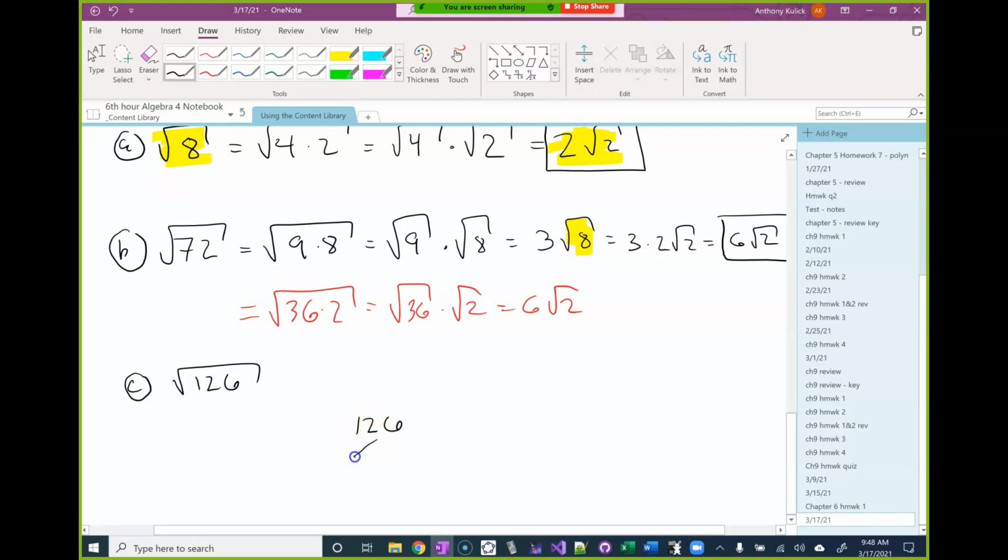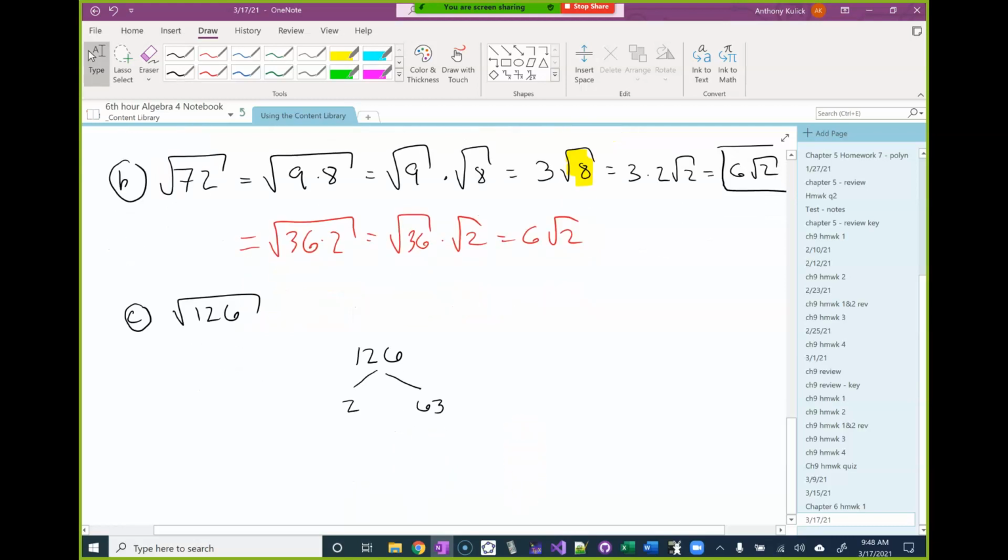So 126, what's any number that we know is going to divide 126? How about 2? Why do I know 2 is going to divide it? Because it's even, right? If I divide this by 2, I get 63.